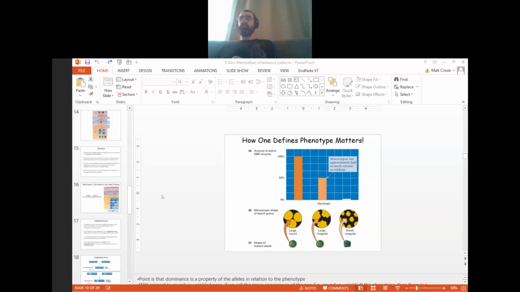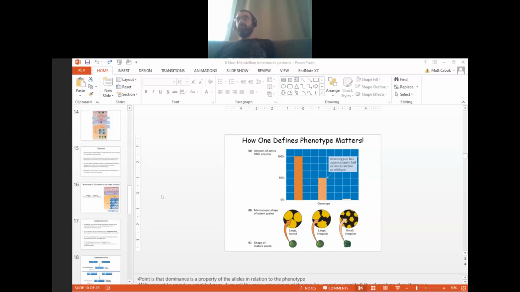So if you look at the actual amount of functional protein present, at a molecular level, you actually see that the heterozygote is an intermediate phenotype, right? It has approximately half the functioning enzyme as a homozygous dominant, which is what you'd expect because it still has one functioning copy. And that's enough to make these large grains, which is enough to get this round phenotype, right, when those peas dry.